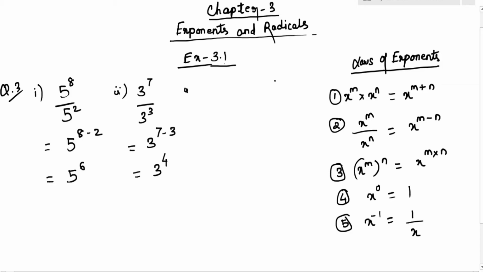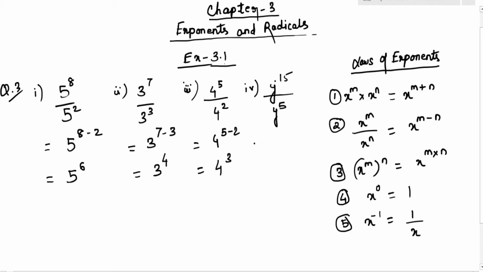Now, coming down to the third part is 4 to the power 5 upon 4 to the power 2. Again, the same thing, the base are same, but the sign is of division, so the power is going to subtract. That is 5 minus 2, and you know that 5 minus 2 is 3. Next is the fourth one, that is y to the power 15 upon y to the power 5. Again, you can see that the base is same, but the power is different, and the sign is of division. So the power will subtract. What is 15 minus 5? 15 minus 5 is 10.